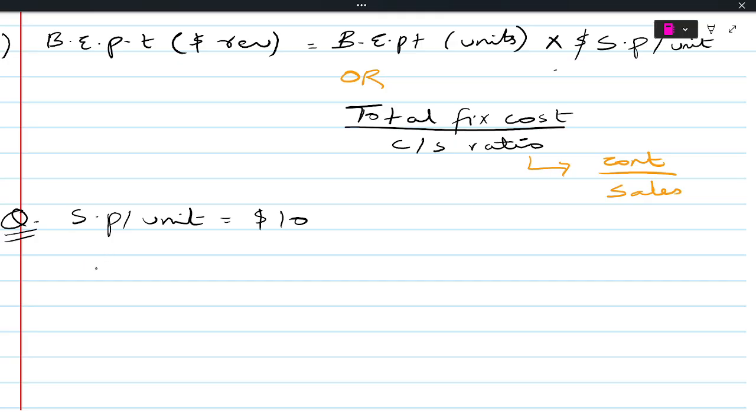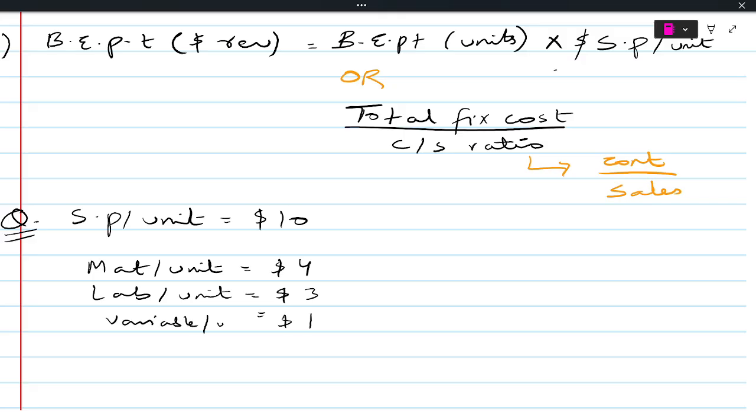And then we have, let's say, material per unit. The material incurred in making a particular unit is worth $4. Then we have labor per unit, which is, let's say, $3. And we have our variable cost per unit of $1. So variable cost per unit is $1, labor per unit is $3, material per unit is $4, selling price per unit is $10.